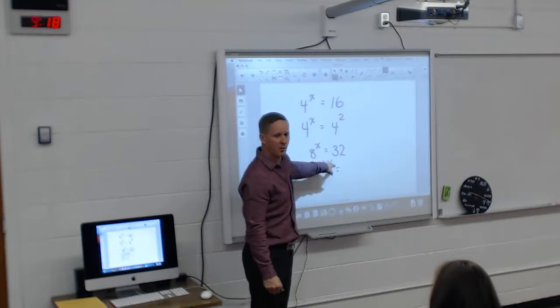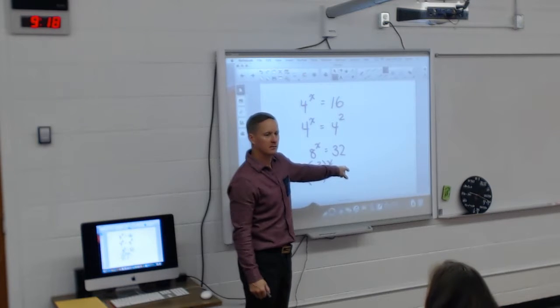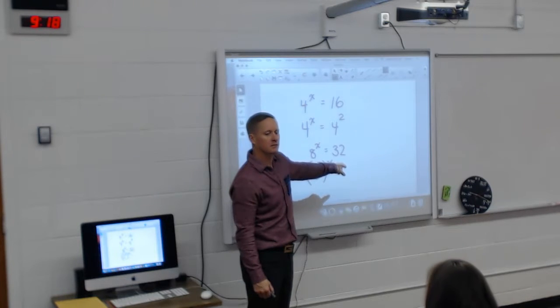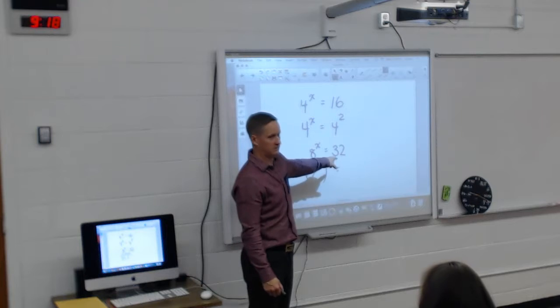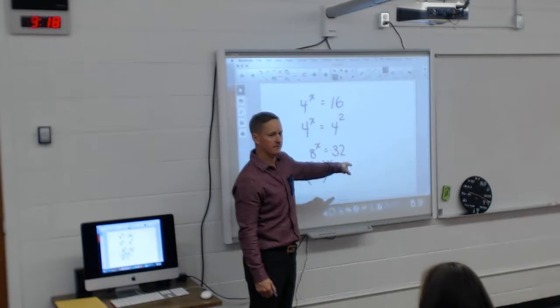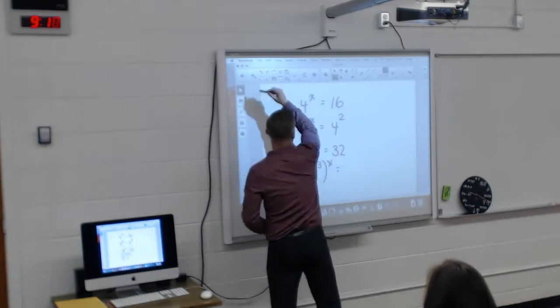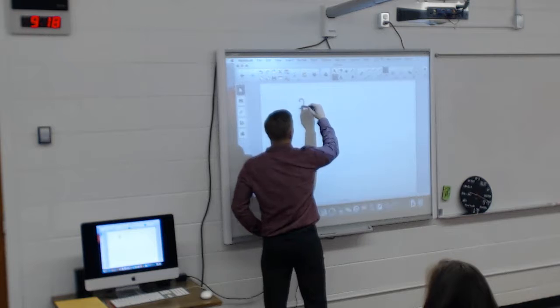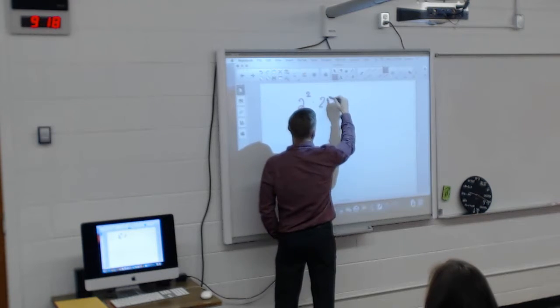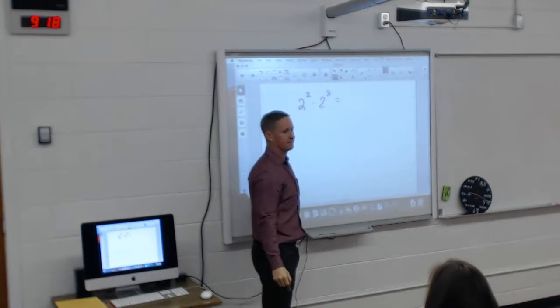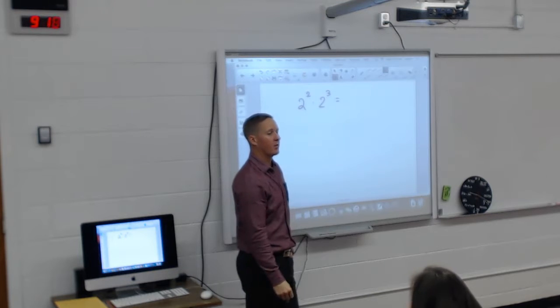What do I do when I have an exponent to an exponent? Add them. Multiply. Which is it? Add, isn't it? Okay, let's review. What is that? 2 to the power of 6. 2 to the power of what? 6.